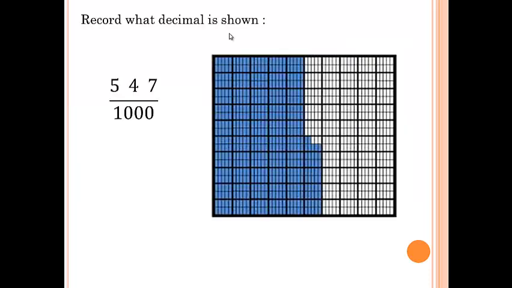Now, as you see here, we have the answer 547 over 1000. This is a grid of thousandths. Okay. 5 at first.